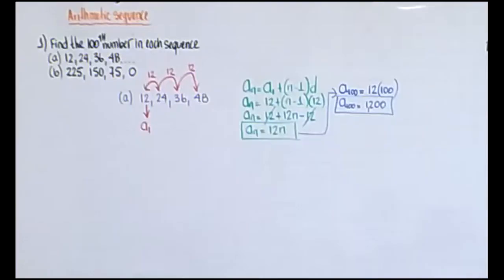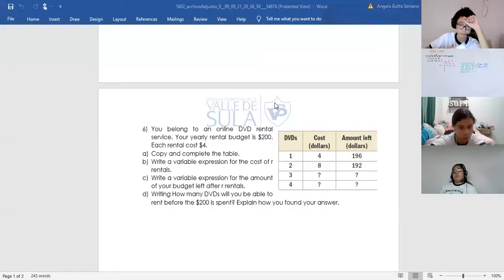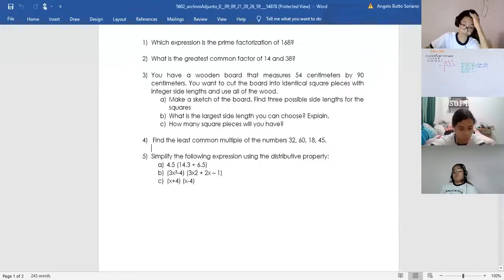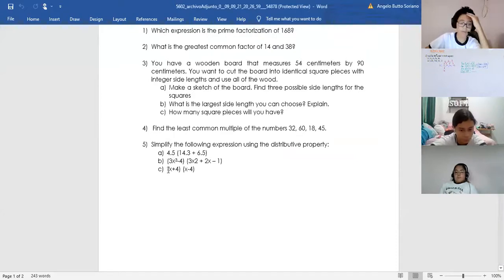Okay, I have a question over here. Yes, Sebastian? I don't remember what we need to do when we are subtracting, for example, the 3x minus 4. Let me see again. In which part? In number 5, in which one? In the letter B.